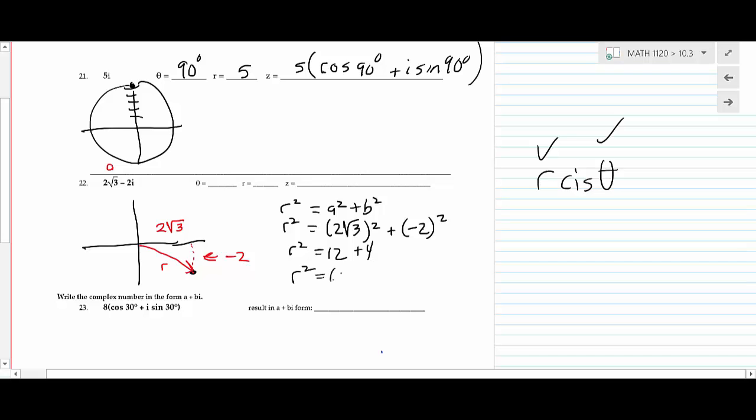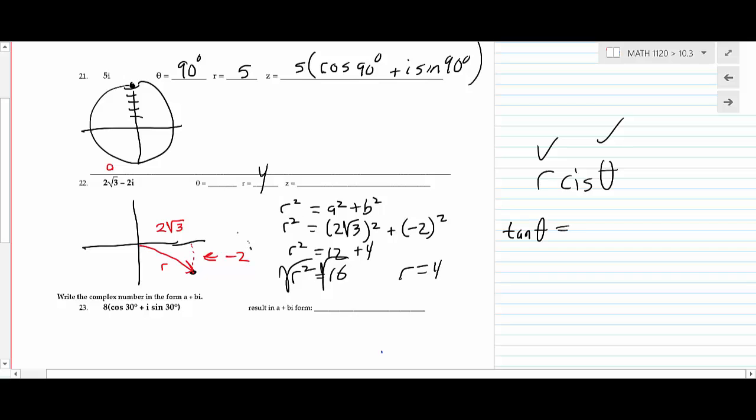So you get r squared equals 16. So what did you get hopefully for r? R is 4. That's half of the problem right there. Okay? Now, when you want to find the angle, you can always use the tangent. That's a standard way to do that. I'll show you another way in just a minute, but let's start by just doing the tangent.